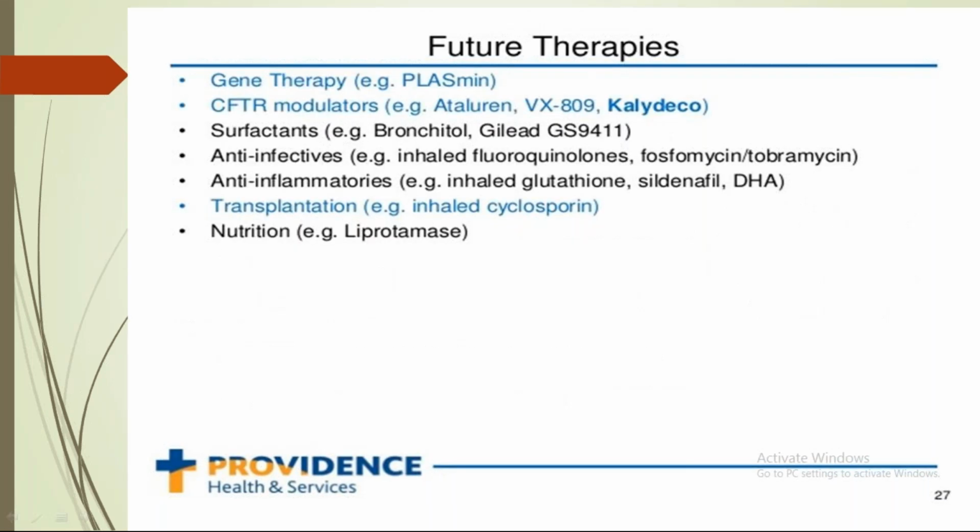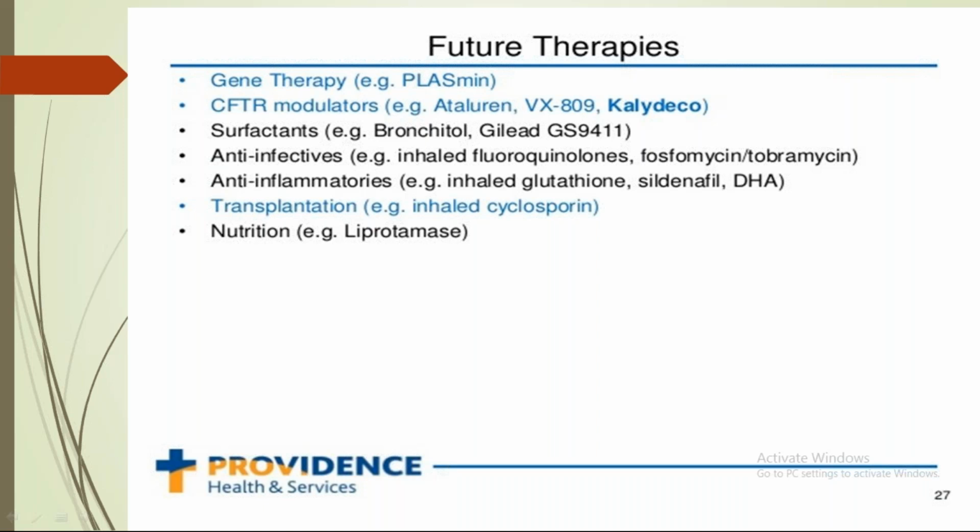These are the future therapies. As it is inherited as an autosomal recessive disorder, we can screen for it in the newborn baby or by genetic testing, and we'll go for the recommended therapy. Coming to these future therapies, these are gene therapy using plasmid and CFTR modulators. As the main culprit is CFTR, we'll go for CFTR modulators like Ataluren, VX809, and Kalydeco.